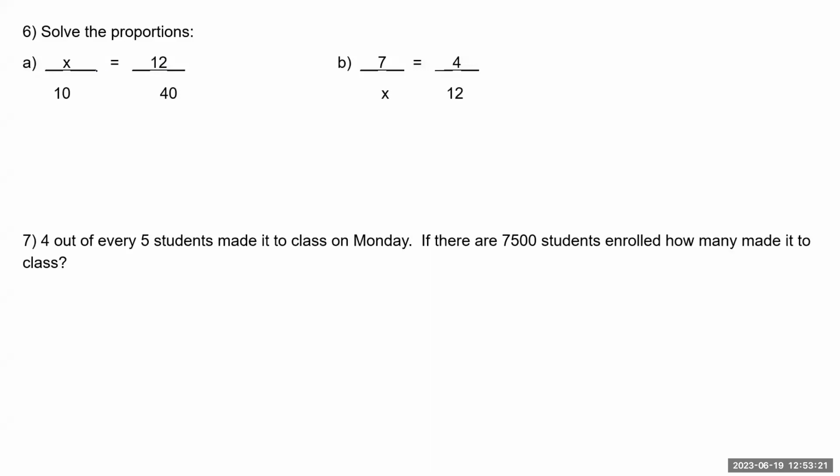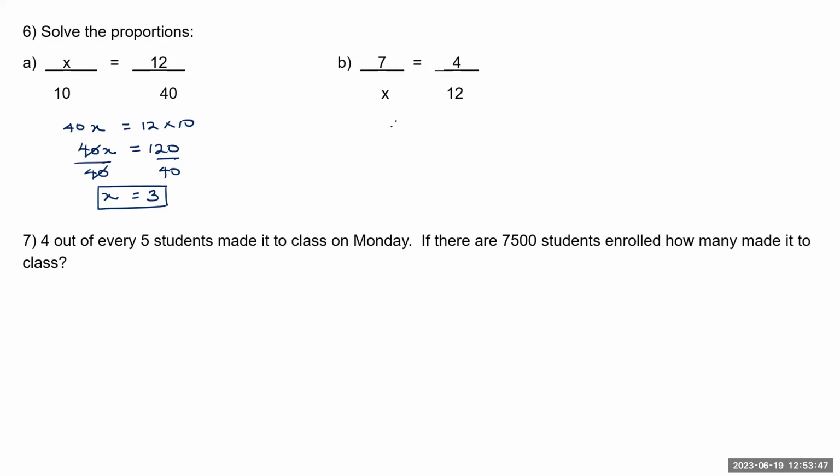To solve proportion problems, we need to make sure that we're cross multiplying. And so we have 40 times x, which is 40x. And then we have 12 times 10, which is 120. So to solve for x, divide both sides by 40. And x will be 3.